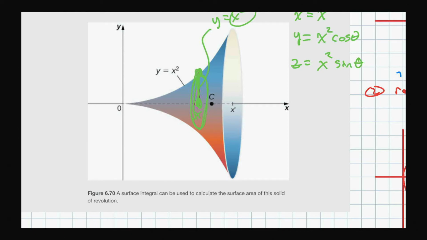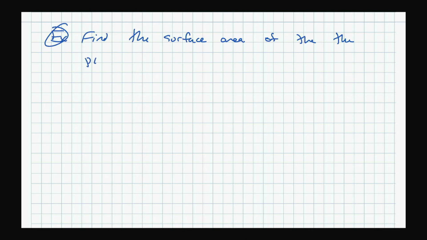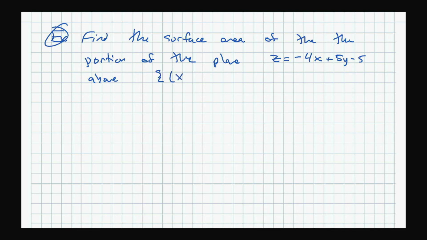Okay, let's actually do a surface integral now, actually surface area to start with. So let's do an integral basically. Our first integral problem. Find the surface area of the portion of the plane z equals, hey, they're being nice to us, negative 4x plus 5y minus 5 above, and then they give us a region in the xy plane, 0 less than x less than 3, 0 less than y less than 2.